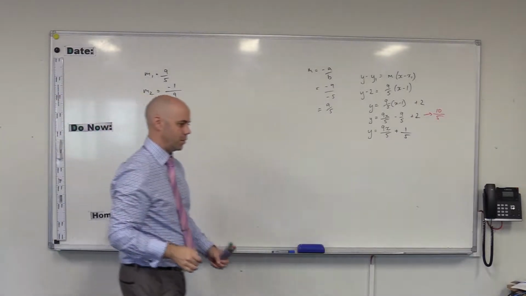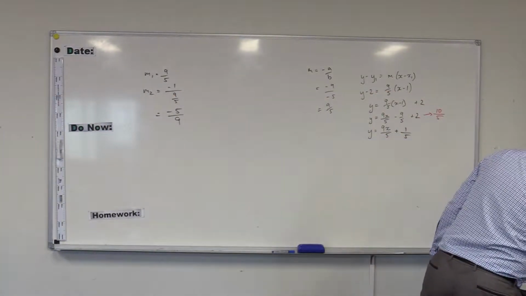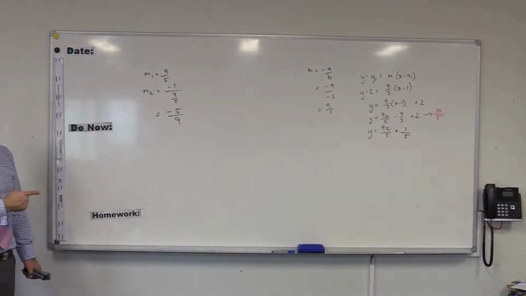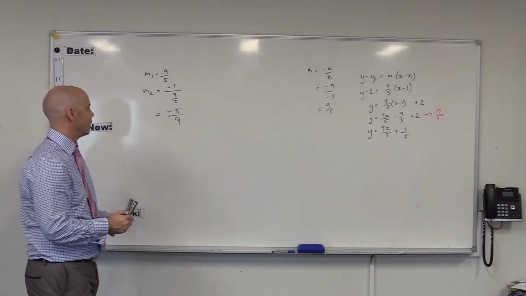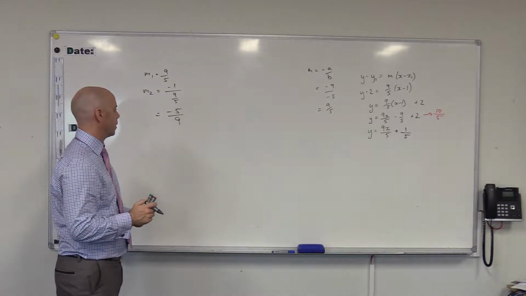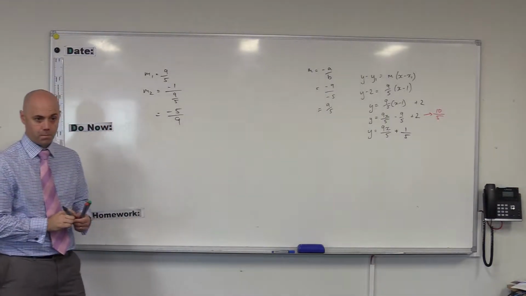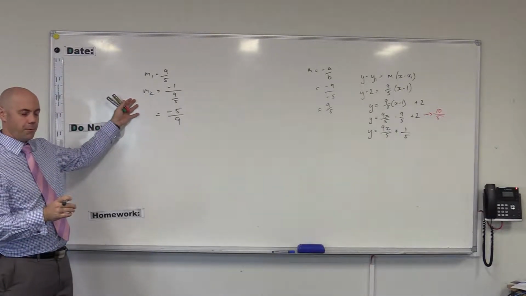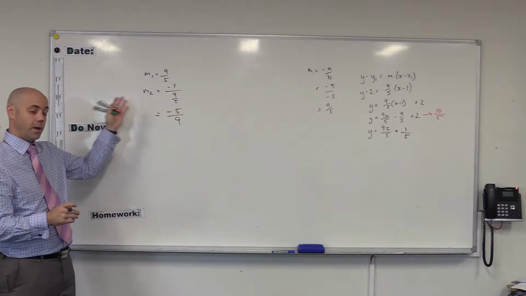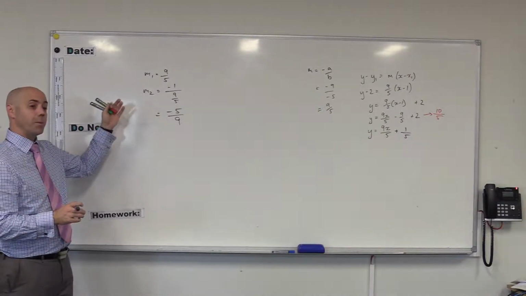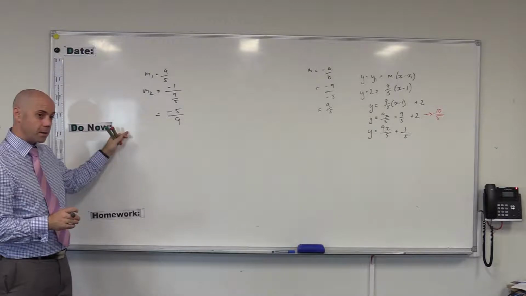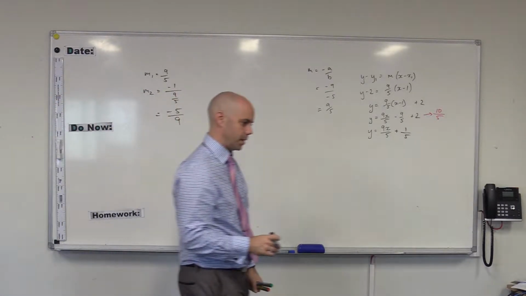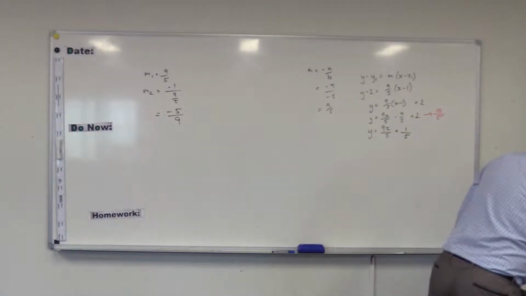The inverse of a fraction is, you flip it, and in this case it's negative. Any questions about that? So this is where, remember I said before, parallel lines have equal gradients. Perpendicular lines: one gradient is the same as -1 over the other gradient. You'll need it.